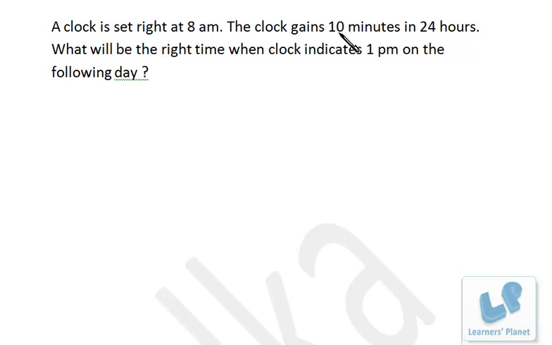Since this clock is gaining 10 minutes in 24 hours, that means when this clock moves for 24 1/6 hours, that means 10 minutes. So when this clock moves for 24 1/6 hours, the right clock moves for just 24 hours, right? So when this clock is moving from 8 a.m. to 8 a.m. the next day, then plus 5 hours, that's 24 plus 5, 29 hours.